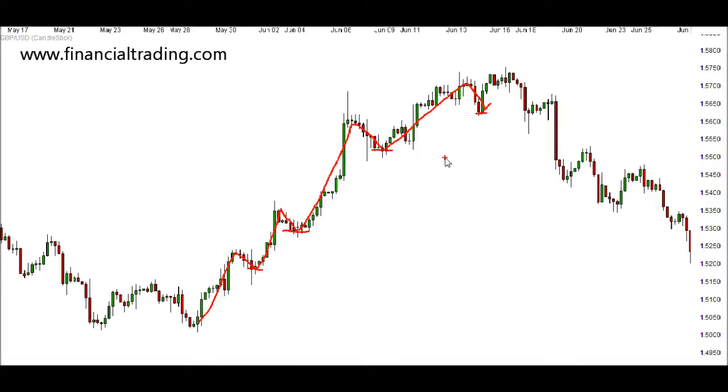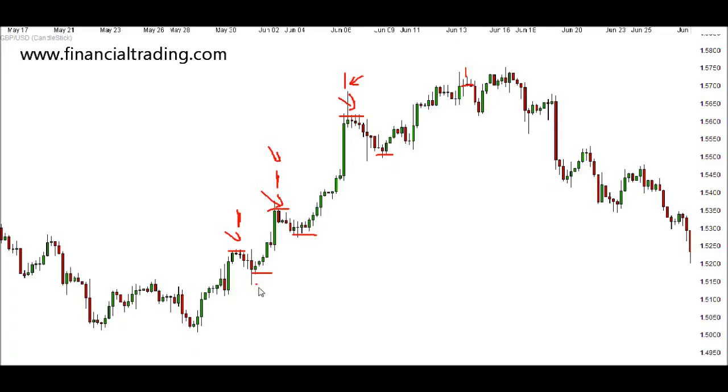Now the major characteristic of an uptrend is every time we create a high and low of a trend, they're higher. So an uptrend should have higher highs and higher lows. Each time a high is created, it's higher than the high previous. So this high is higher than the high previous. This high was higher than this high previous. The high here is higher than this high previous.